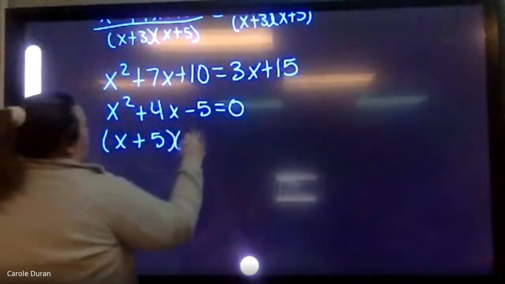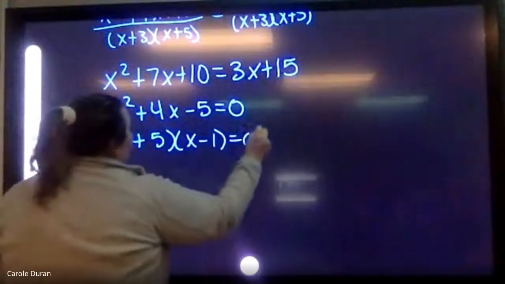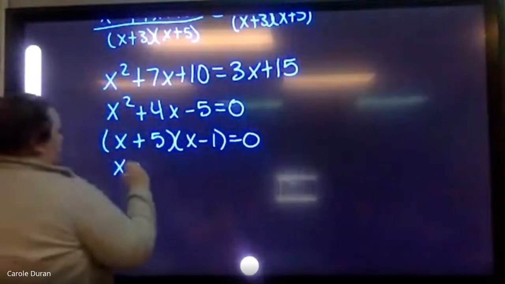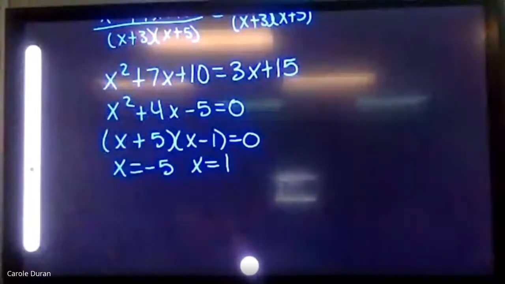You would get the same answers if you chose to use the quadratic formula. If you're comfortable, please feel free to do that. What do I do with the factors once I get them? Set them equal to 0 and solve. And when I do, I get negative 5 and 1. Questions, concerns, or issues so far?